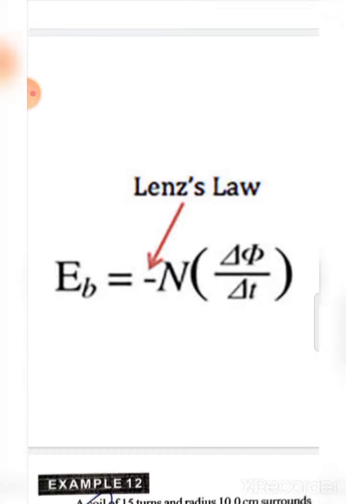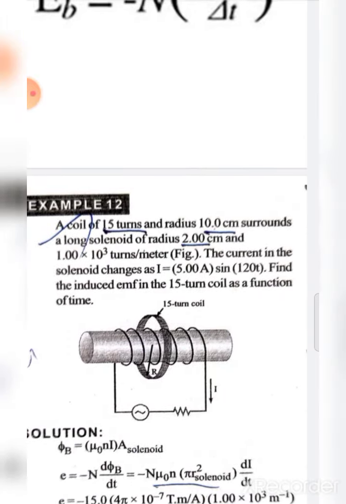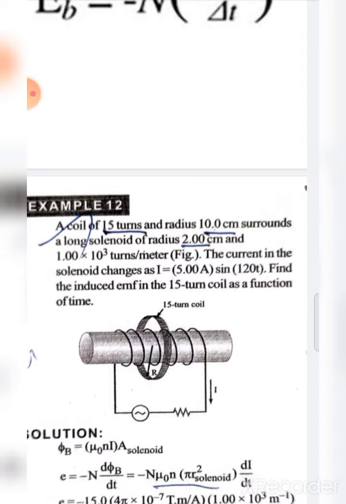Now let us see one sum related to the induced EMF. A coil of 15 turns and radius 10 centimeters surrounds a long solenoid of radius 2 centimeters and 1 into 10 power 3 turns per meter, as shown in the figure. The current in the solenoid changes as I is equal to 5 ampere sin 120t. Find the induced EMF in the 15 turn coil as a function of time. The diagram is given.